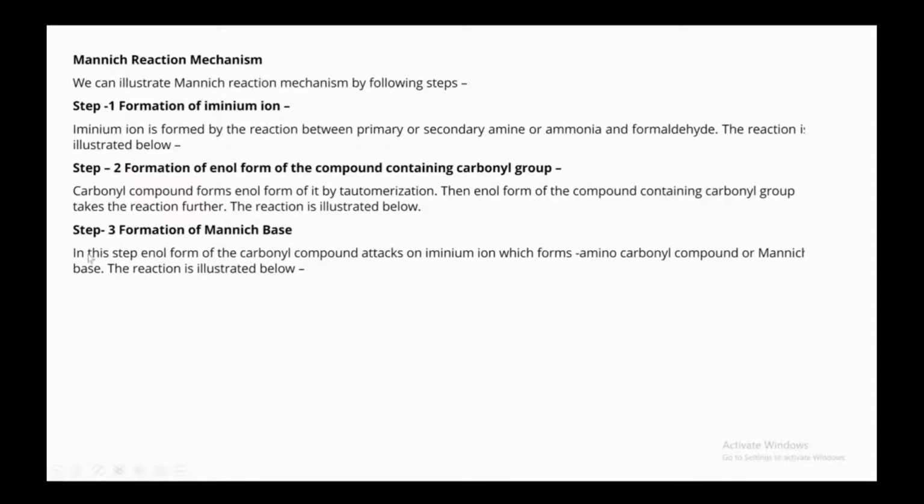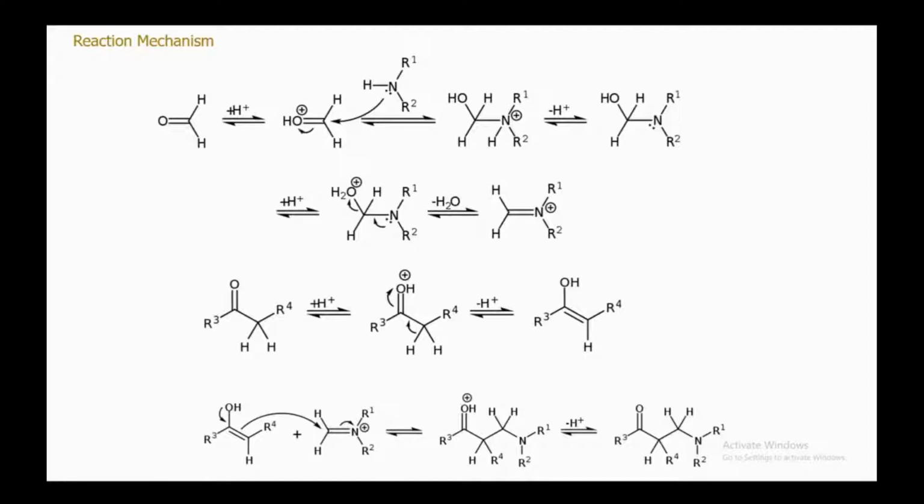Step 3 is in this step enol form of the carbonyl compound attacks the iminium ion, which forms amino carbonyl compound or Mannich base. Okay, these are the steps which are involved in Mannich reaction. Let's explain these steps in more detail with curly arrows.